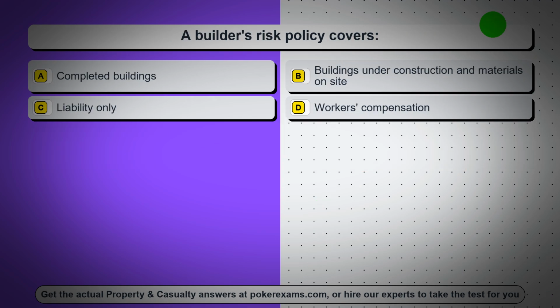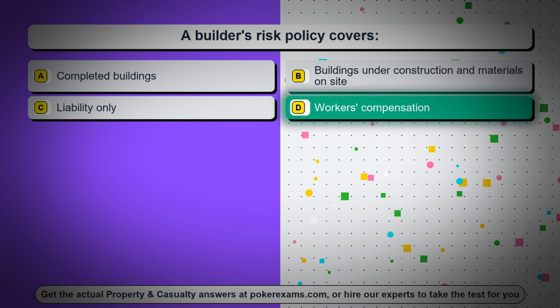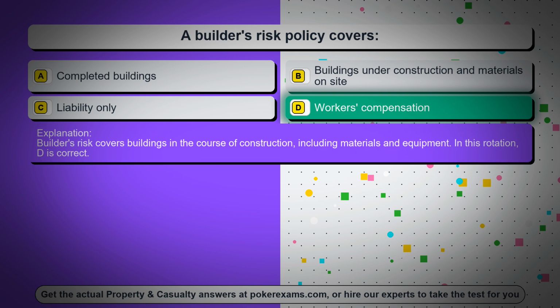Question 52. A builder's risk policy covers option A, completed buildings. Option B, buildings under construction and materials on site. Option C, liability only. Option D, workers' compensation. The correct answer is option D, workers' compensation. Builder's risk covers buildings in the course of construction, including materials and equipment. In this rotation, D is correct.